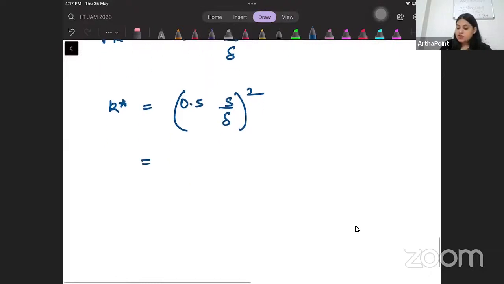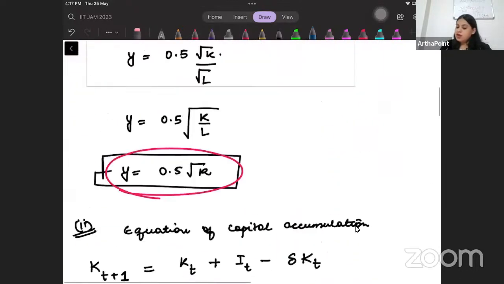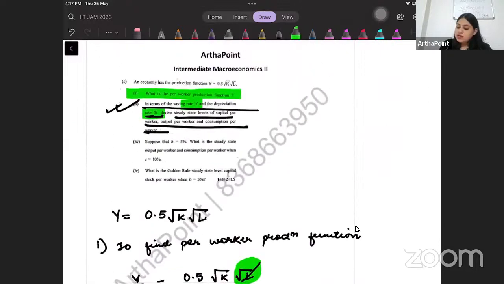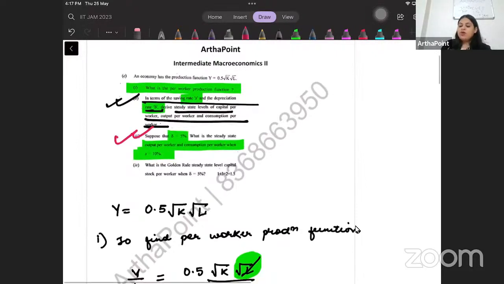So beta, you can just write this as 0.25 S square by delta. That's the answer to your second question. Okay, look at the third part. Suppose delta is 5%, find the steady state output level per worker when S is 10%. Okay, work it out, beta.